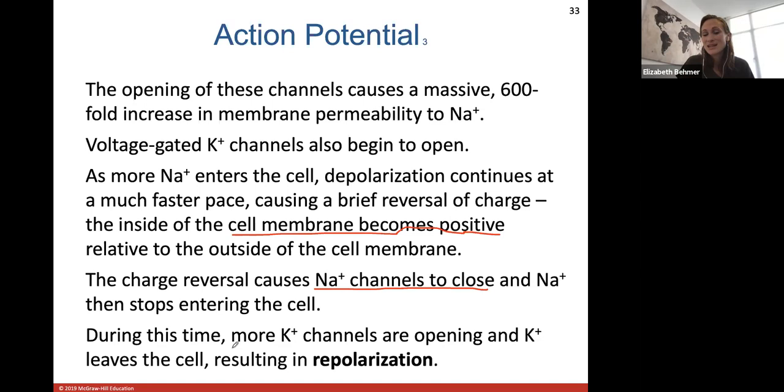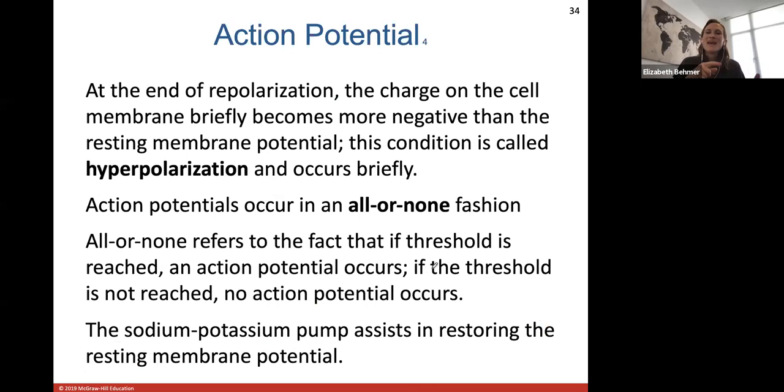So what happens when potassium channels open? We know that there's a higher concentration of potassium inside of the cell. So if more potassium channels open, potassium will leave the cell. Potassium also has a positive charge to it. So when potassium leaves the cell, it's taking its positive charge with it. So this is what we call repolarization, because the inside of the cell will become more negative again when potassium leaves. At the end of repolarization, we get into this hyperpolarization stage.